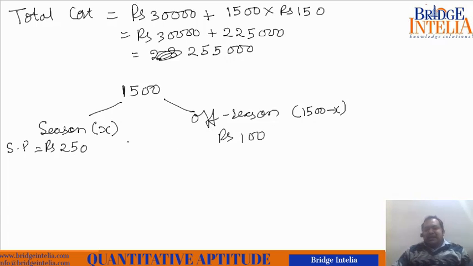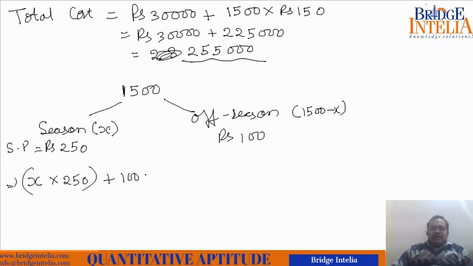So the money he receives by selling watches must be exactly equal to the total cost to break even. Break even means no profit, no loss. Whatever you have invested, you have just recovered that. So how much will he recover by selling watches in this manner? X watches at rupees 250. So X into 250 plus 100 into 1500 minus X, because 1500 minus X watches he is selling off season.